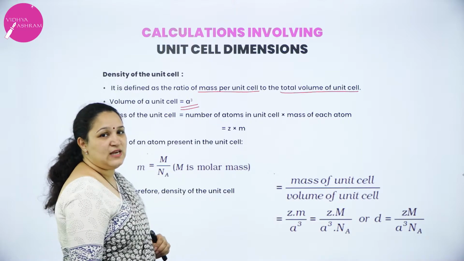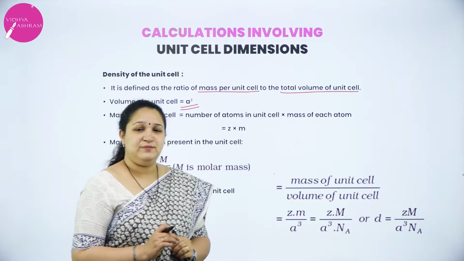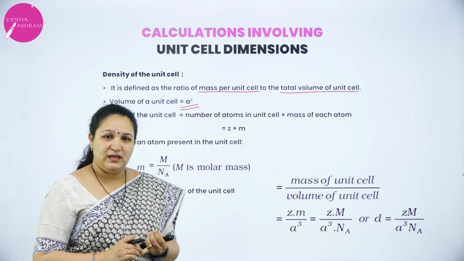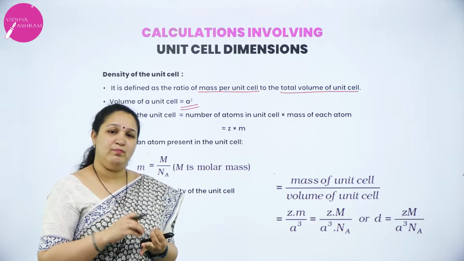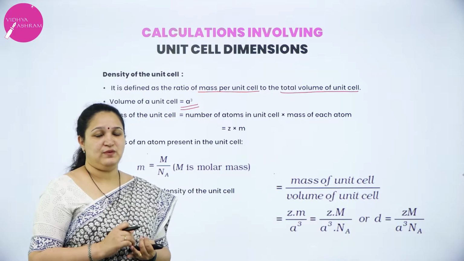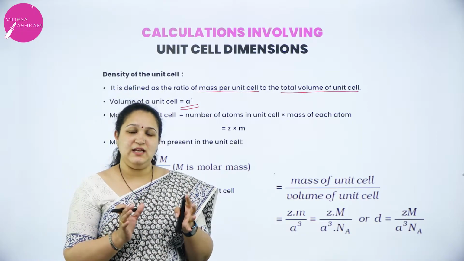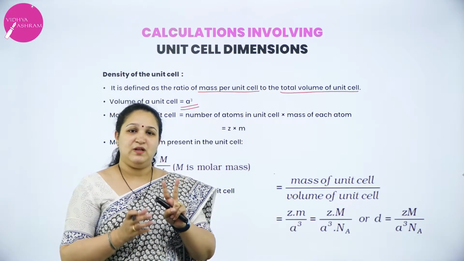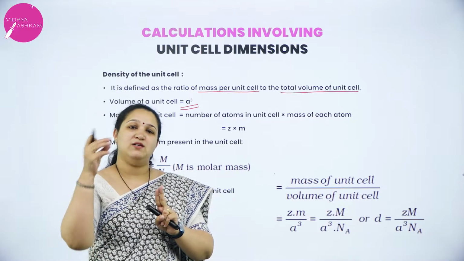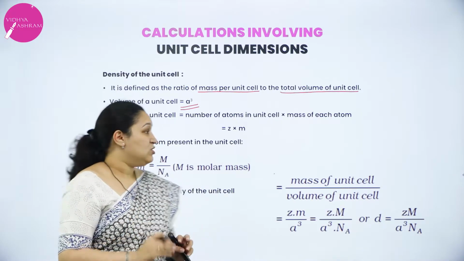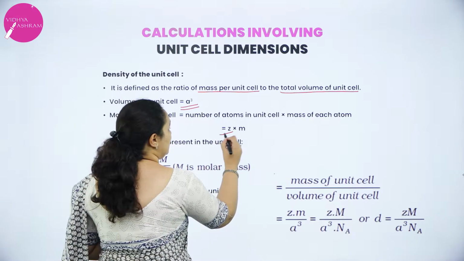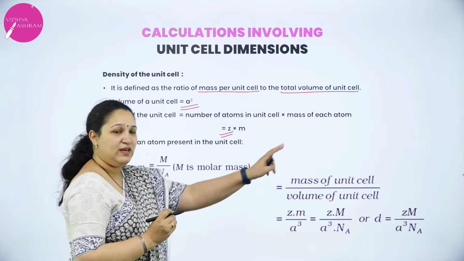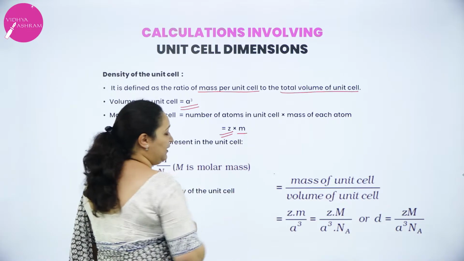Mass of the unit cell, how to get it? It is the number of particles in the unit cell into mass of each atom. That is, in my unit cell, if there are 2 atoms, 2 into mass of every atom. So, what is the number of atoms in the unit cell? It is depicted as Z. Mass of each atom is small letter m.